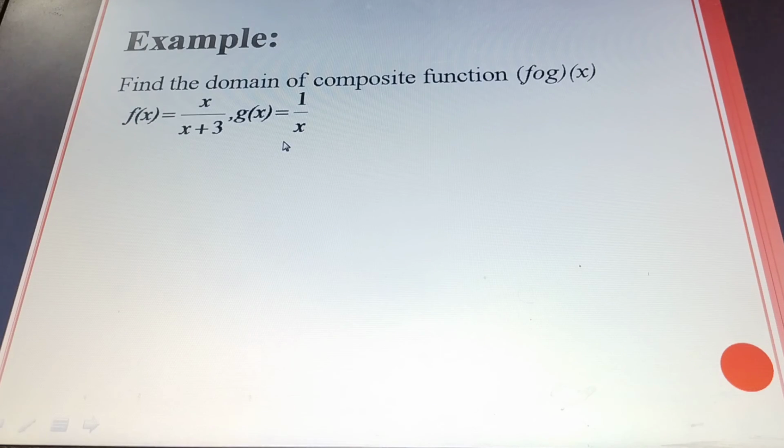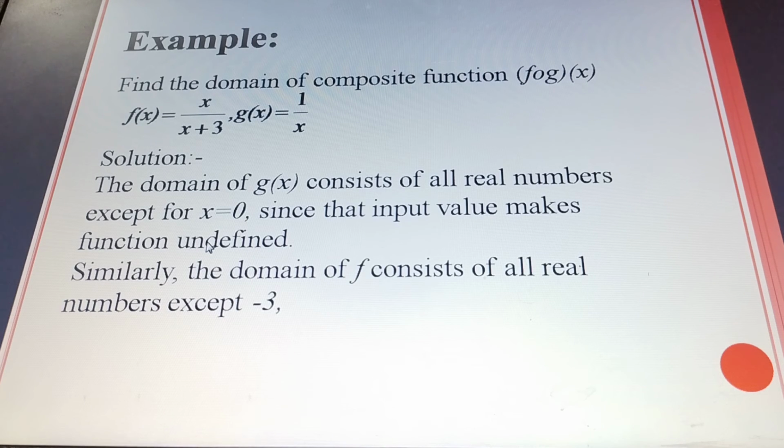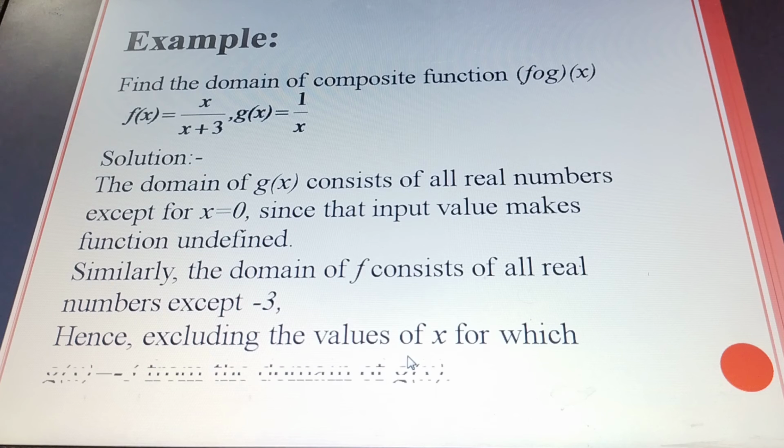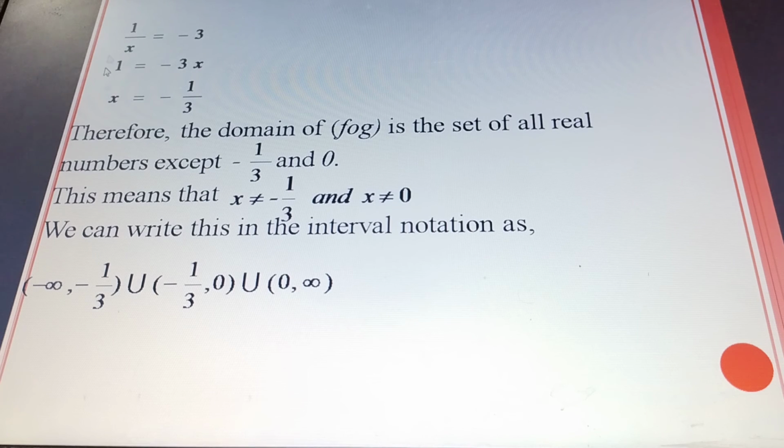Similarly we can find the domain of g of x, where if we plug in x is equal to 0, the function is undefined. So at x is equal to 0 the function is undefined, and at x is equal to minus 3 f of x is undefined. We have to exclude those values of x for which g of x is equal to minus 3. The value of g of x is equal to 1 upon x, that is 1 upon x is equal to minus 3. Multiply both sides by x, 1 is equal to minus 3x, divide both sides by minus 3. We isolate x on the left side.